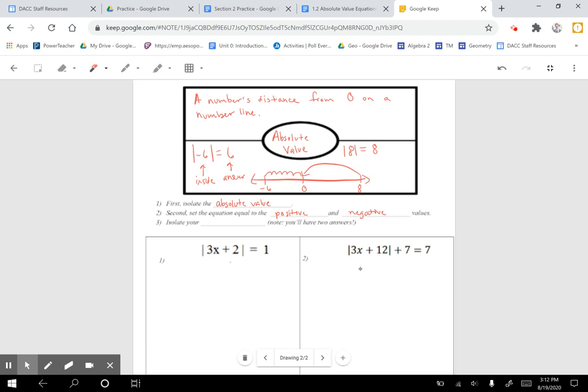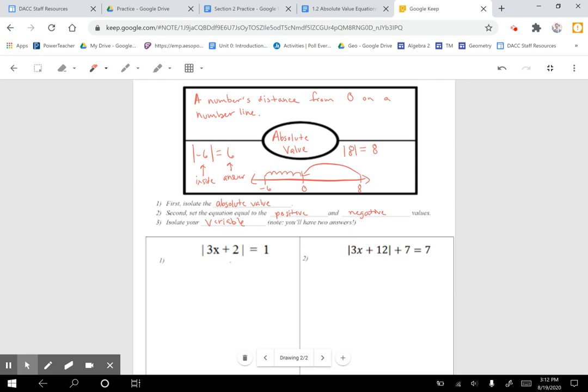And then finally, isolate your variable. An important thing to note, and I wrote this down in the steps too, is that you're always going to have two answers for these. Again, it might not necessarily be a positive value of your variable, but it will be a positive value inside and a negative value on the inside.